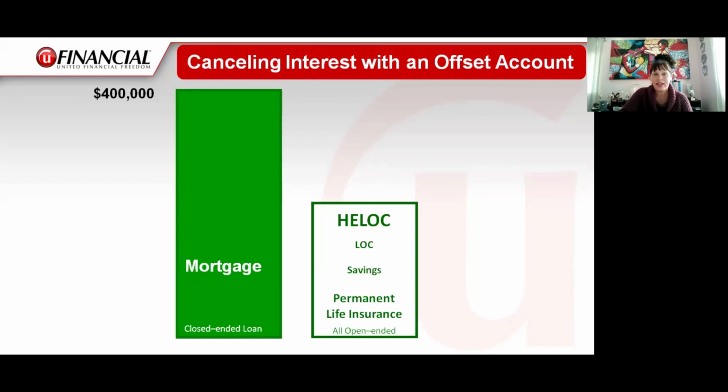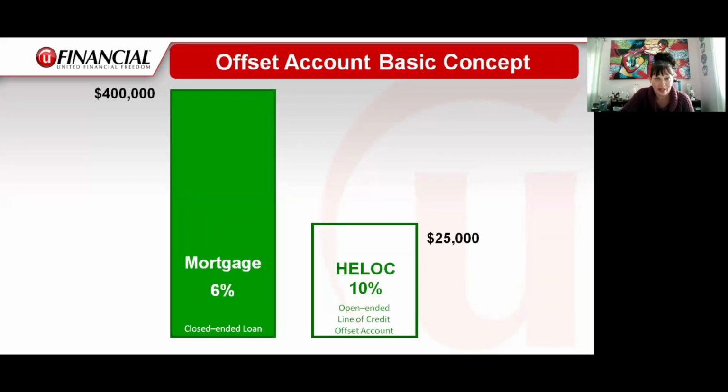Remember, an offset account is an open-ended account. It could be a line of credit. It could be a high yield savings account. It can be a permanent insurance policy. But in this example, we're going to use a home equity line of credit. This line of credit has $25,000 available and a 10% interest rate.